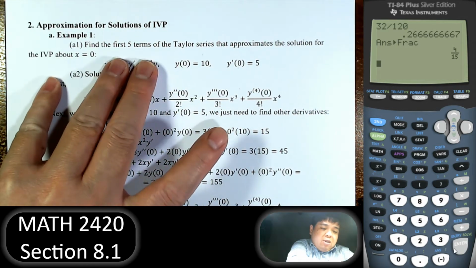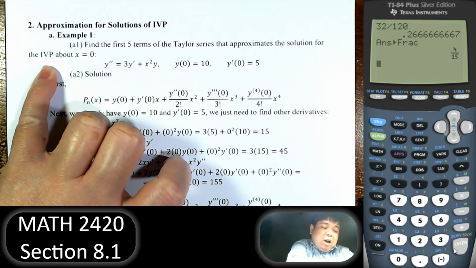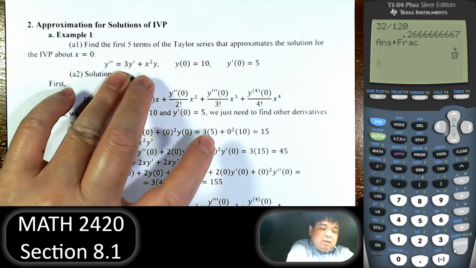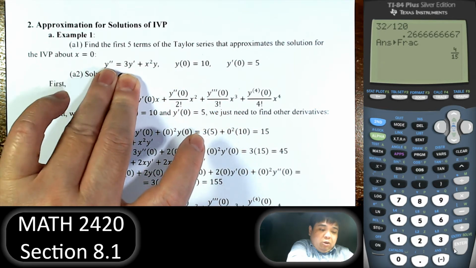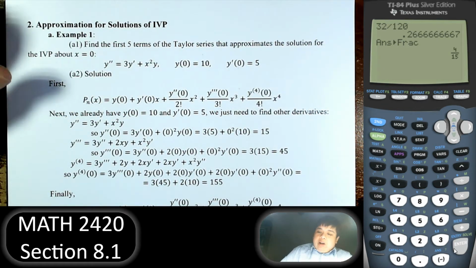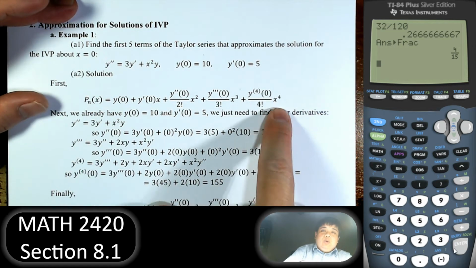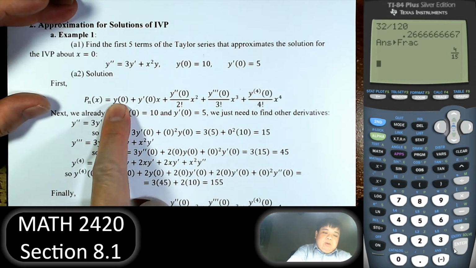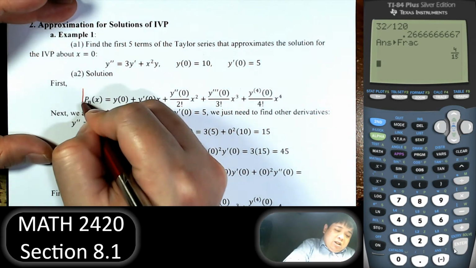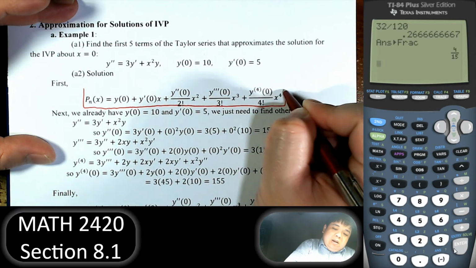So let's find the first 5 terms of the Taylor series that approximate the solution of the initial value problem at x equal to 0, y second derivative equal to 3 y prime plus x squared y, and the initial condition is that. Right, so we're going to write the solution. First we write the first 5 terms, which will be up to the 4th power, right? Power 0, 1, 2, 3, and 4. So regardless of what the answer is, the Taylor polynomial takes this form.